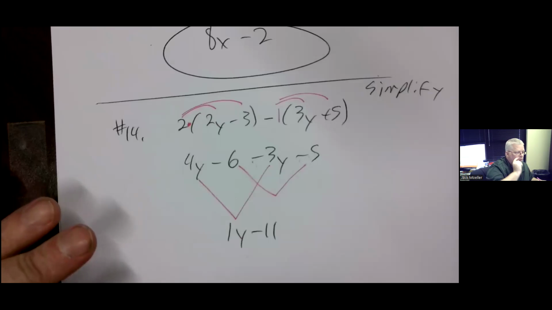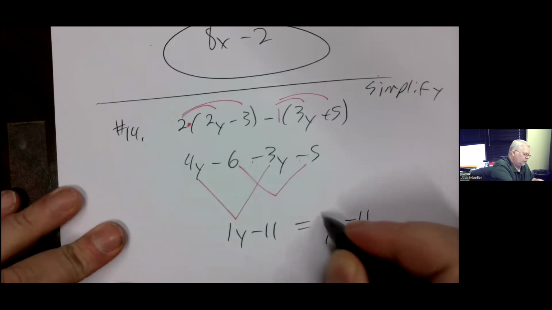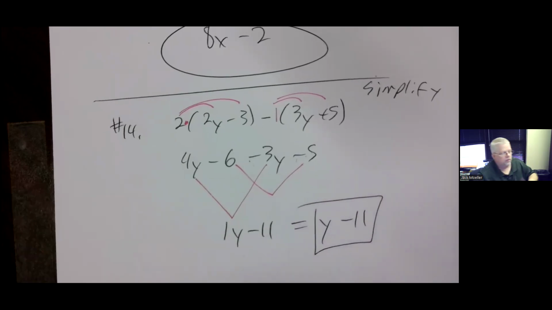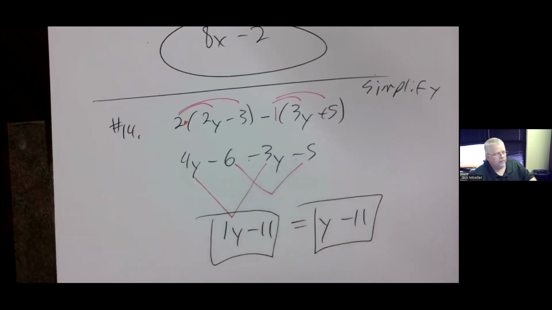You could leave it as 1y minus 11. But in the final answer, if there was a 1 as a coefficient on a variable, we tend to drop it and just say y. I would accept 1y minus 11. Usually MATLAB is fairly good about equivalent answers, but remember on the test, if you miss something, I will go back and look at your answer. I'll go back and look at your work.